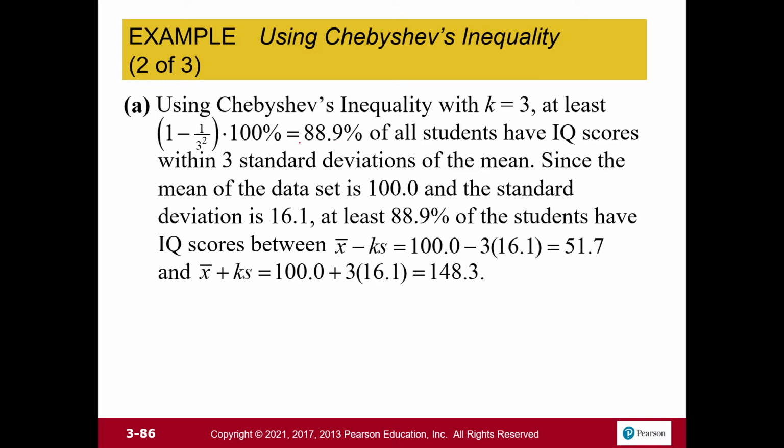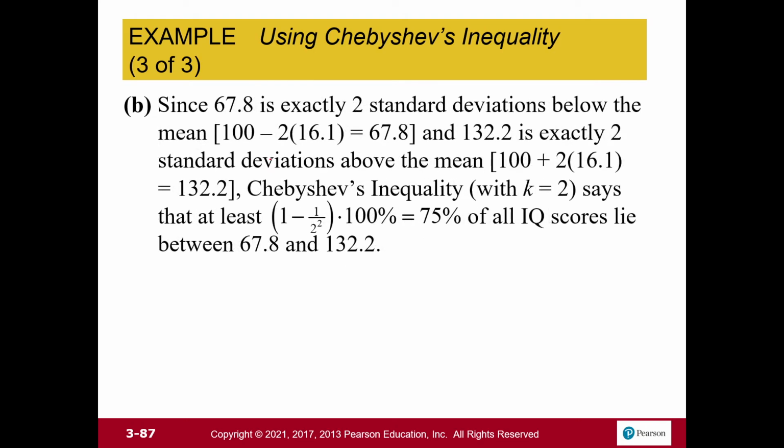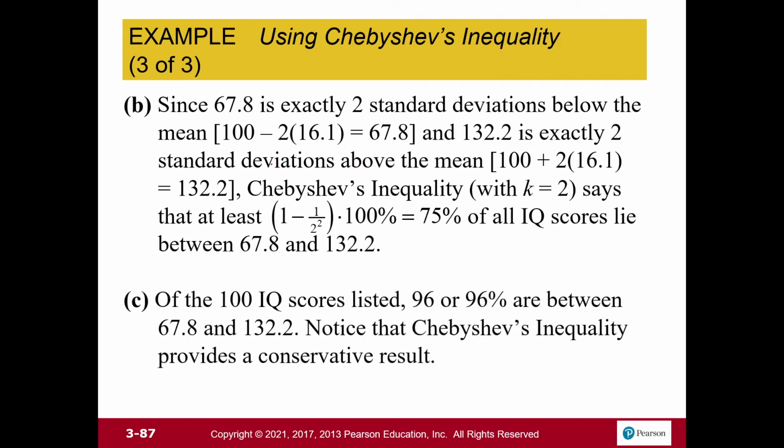So you could just say, hey, about 88.9% of all students have IQ scores within 3 standard deviations of the mean. The empirical rule would have said 99.7, but according to the data set we're working off of, it'd have been more like almost 89%. It's a big difference. All right, and they're doing the other scenarios there.